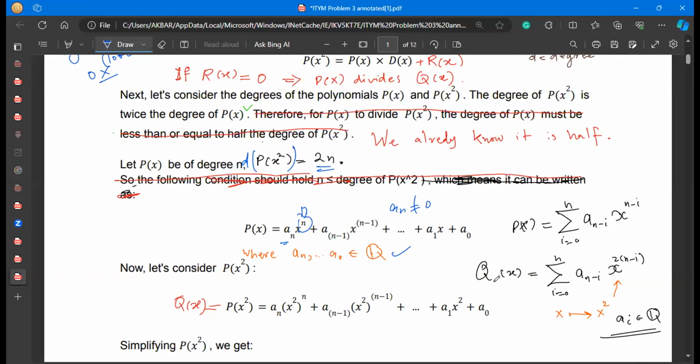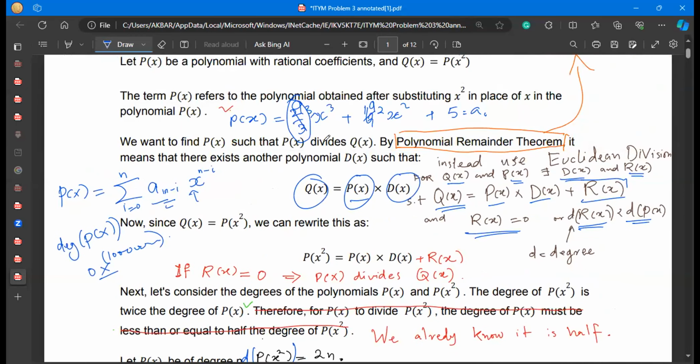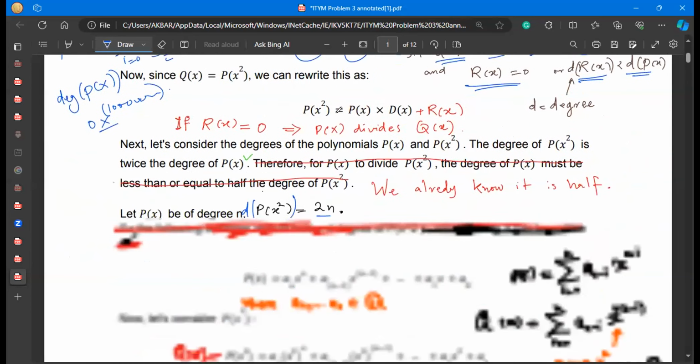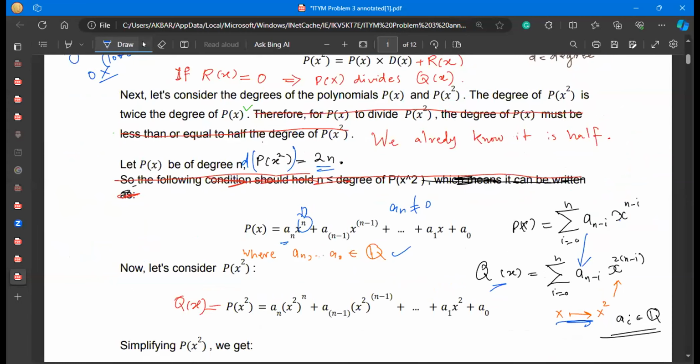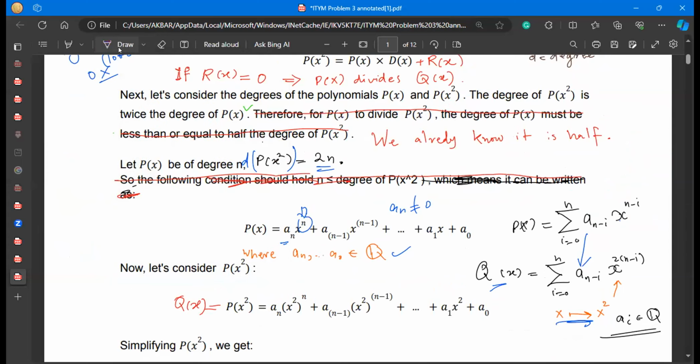Then q of x will be, what I do is I replace x with x squared to get this. I have just changed x to x squared, and I have the same coefficients. They are coming down. If I try to work this out for the polynomial that I have taken, 2 by 3 x cube. Now the same polynomial will be, let me choose a color which I haven't chosen. This purple will probably work.